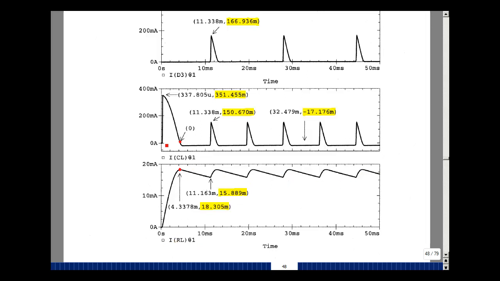Note on the capacitor that the current is positive here, and so on here, but actually goes negative at this point, and current comes out of the capacitor. So here it's going into the capacitor, here it's coming out of it. And we're seeing roughly a fairly constant current, about 17 milliamps, and then we're seeing these surges here in the capacitor, about 150 milliamps.